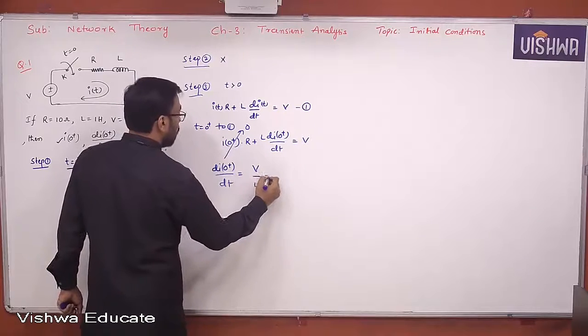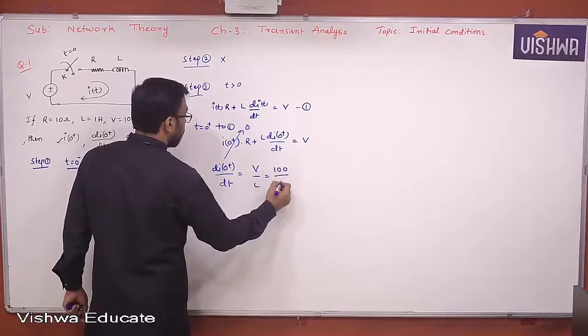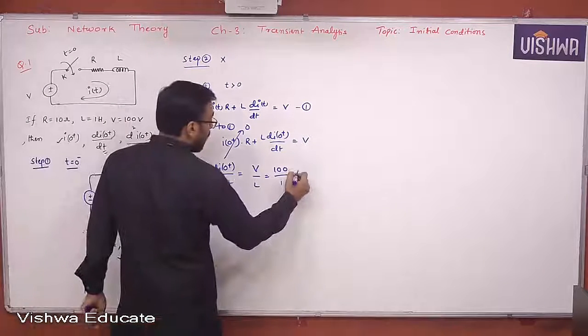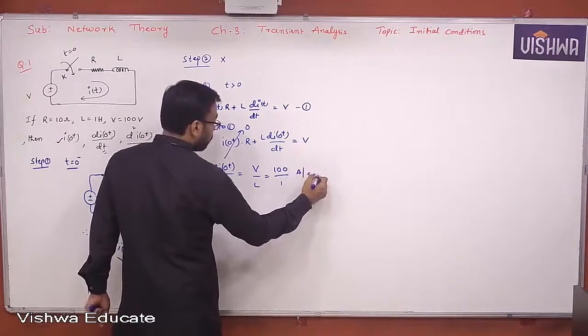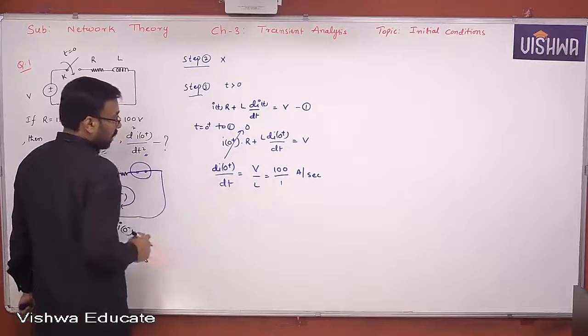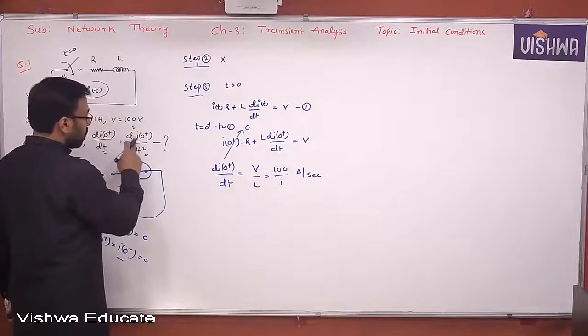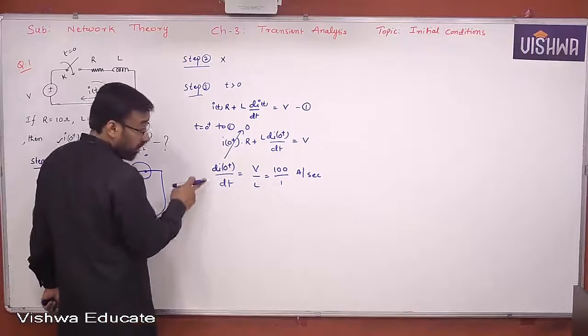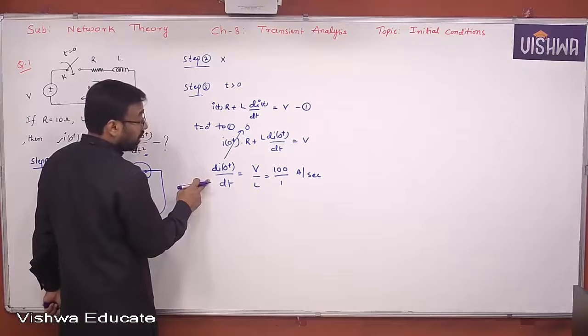What is V? 100 volts, given already. L is 1 Henry. So 100 by 1 is 100 amperes per second. But we want d square I of 0 plus by dt square. For that, don't differentiate this, okay? Don't make that silly mistake.